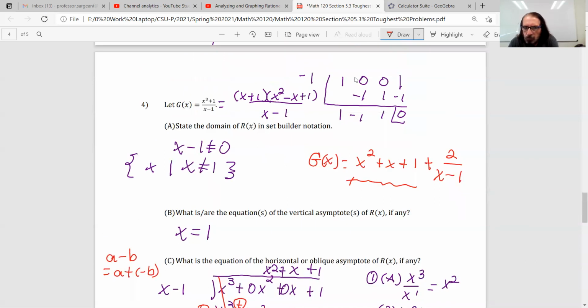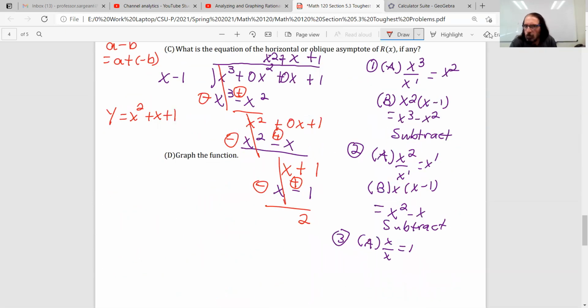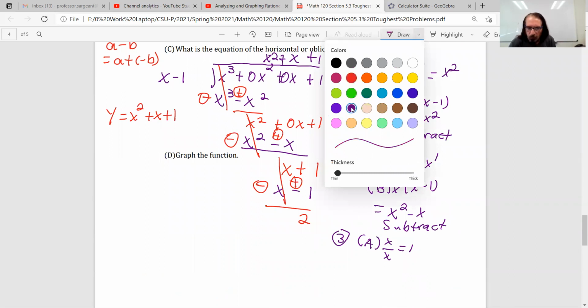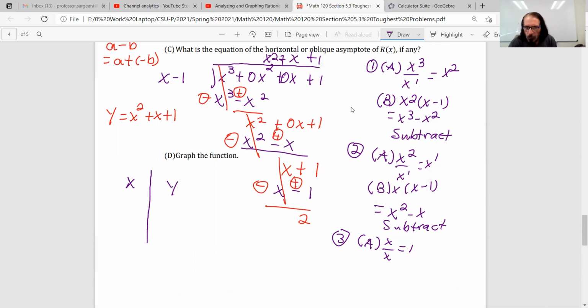Now we should also look for x and y intercepts. If we put in 0, we'll have 1 over negative 1. So 0 comma negative 1 is the y-intercept. Looking at the factored version, you should double check that the quadratic factor will only give you complex solutions. We get an x-intercept of negative 1 comma 0. And the only other special value of x besides negative 1 that we found was the 1. X equals 1 gives us our vertical asymptote.